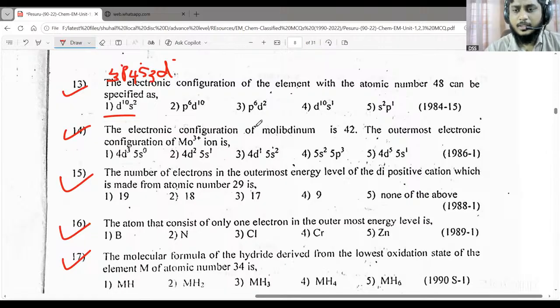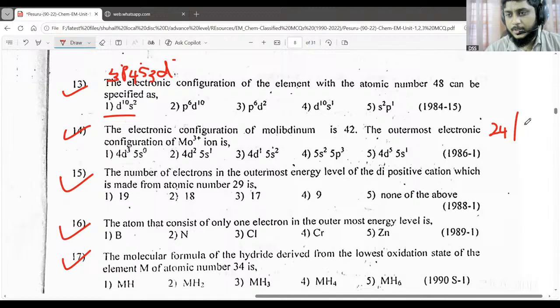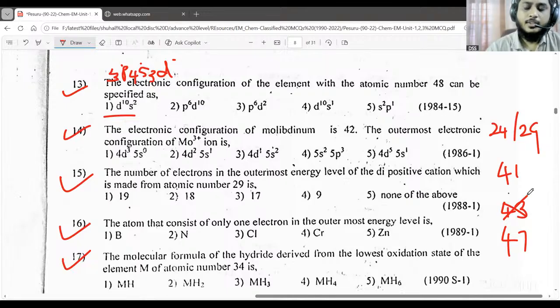No special electronic configuration people. Okay, 24, 29, and after that 41 to 47, except 43. So all these have a special electronic configuration: 24, 29, 41 to 47, except 43.